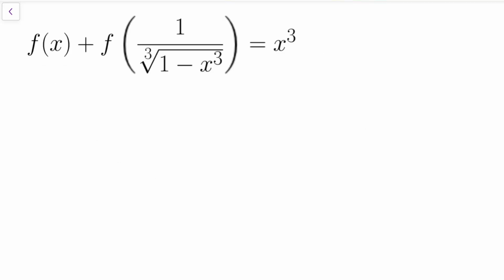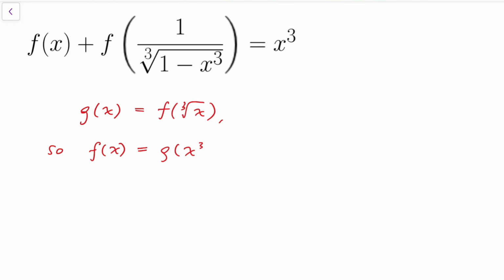To make the equation look simpler, I'm going to consider a new function. I call it g of x, that is defined by f of the cube root of x. So I can say that f of x is actually just equal to g of x cubed, simply replacing the x in this equation by x cubed. Then we'll get the relation below.